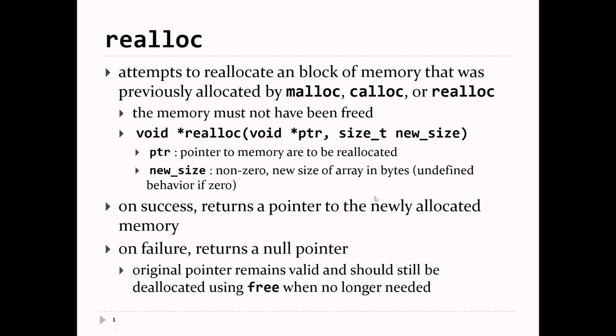Now, it's going to reallocate the memory that's pointed to by this pointer. So if you have an existing array, you pass the array to the function. If it succeeds, it's going to expand the amount of memory in that array. If it fails, your original array is still there. It doesn't nuke your original array, so you can still use the original array if realloc fails.